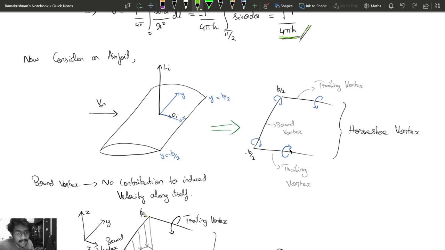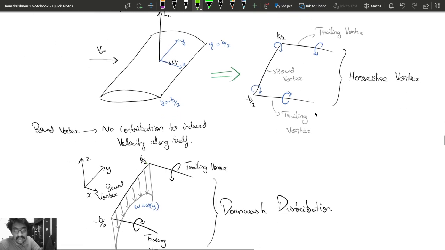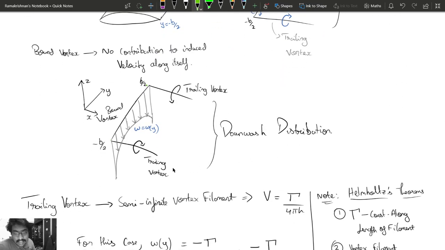The entire span length is b, and I have my bound vortex here, which does not contribute to any drag, because it cannot create induced velocity along the same line it is operating. So it is only the trailing vortices that are responsible for creating this induced downward velocity. This kind of vortex field is also called a horseshoe vortex because it looks like a horseshoe, and this is how the downward distribution looks due to a horseshoe vortex.